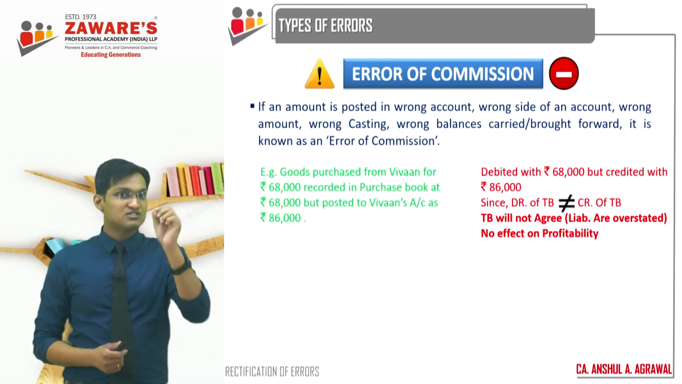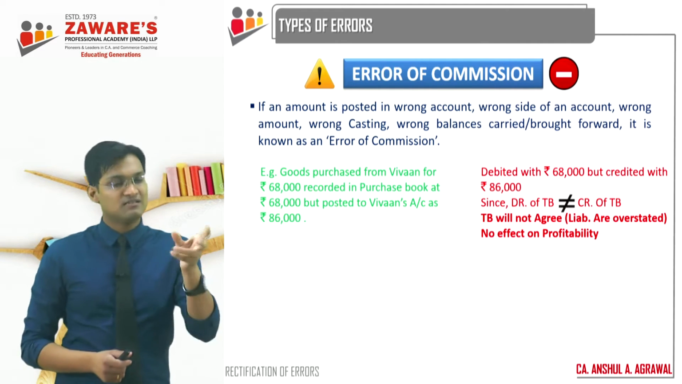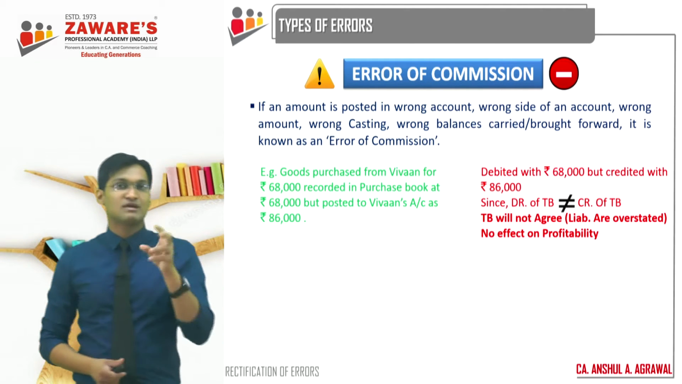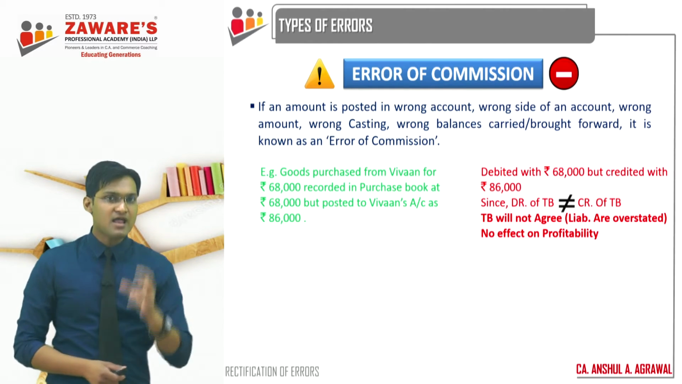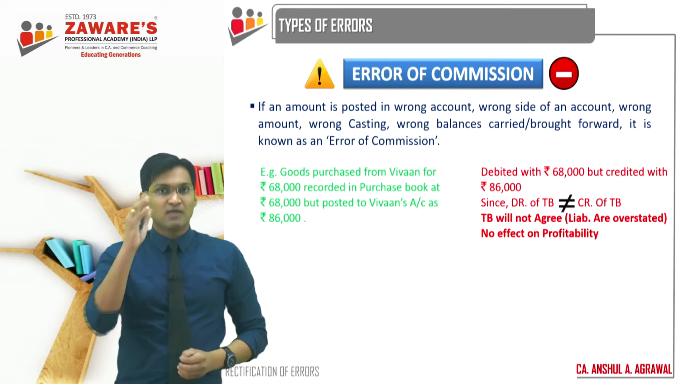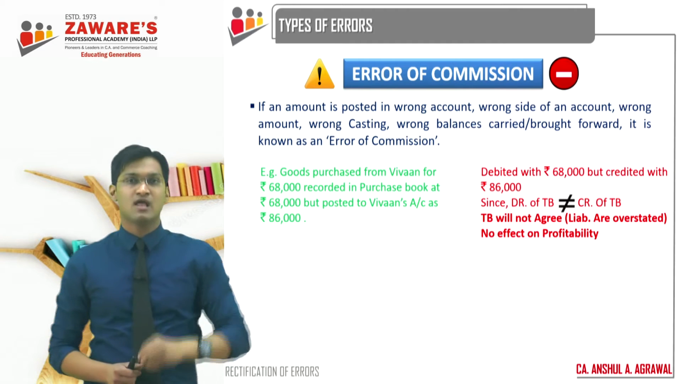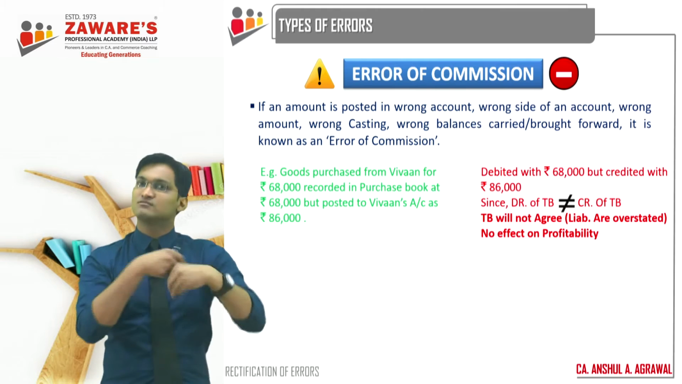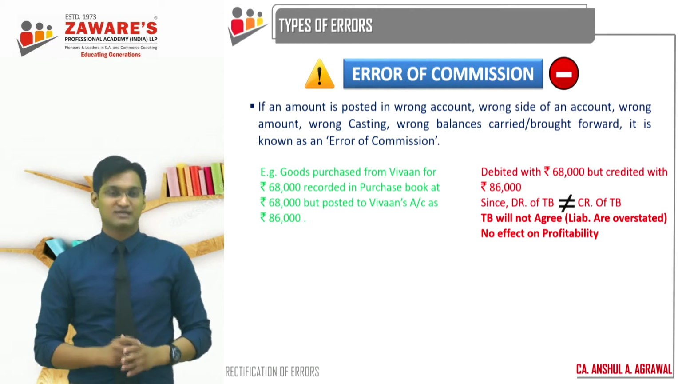Understand. Purchase account is a nominal account. Vivan is a personal account. So Vivan's account effect is not going to affect my profitability. In order to analyze whether this transaction is going to affect my profitability or not, I just need to analyze the effect of the purchase account. So my dear friends, purchase account is debited by 68,000, which is the correct amount. When it is debited with the correct amount, there is no impact on profitability. Your profitability is absolutely correct.